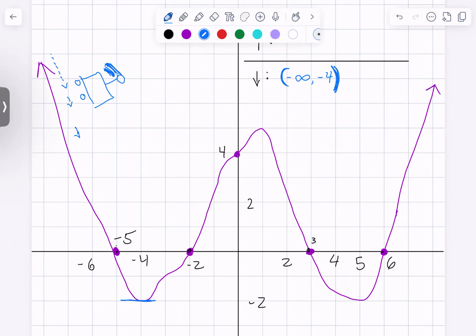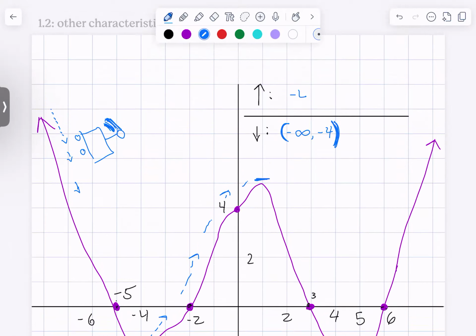That makes sense? And then at -4, you're increasing. You have an increasing, and then you hit this point here at 1. So from -4 to 1, you're increasing, and then you hit 1. And again, I'm going to illustrate why it's going to be a parenthesis.